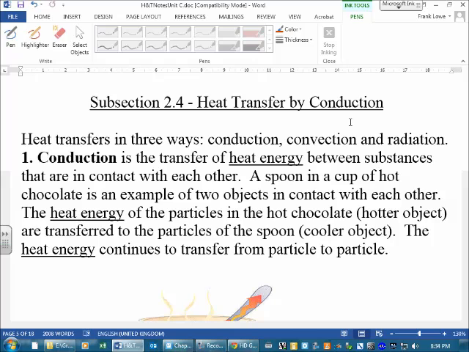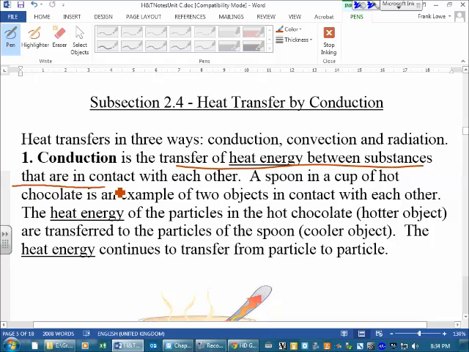And by a long shot, radiation is what I know the least about, so I'll only give you what I can do. Okay, so first one, conduction. Okay, conduction is the transfer of heat. Okay, this is the main part that you need to know. The transfer of heat between substances that are in contact with each other.